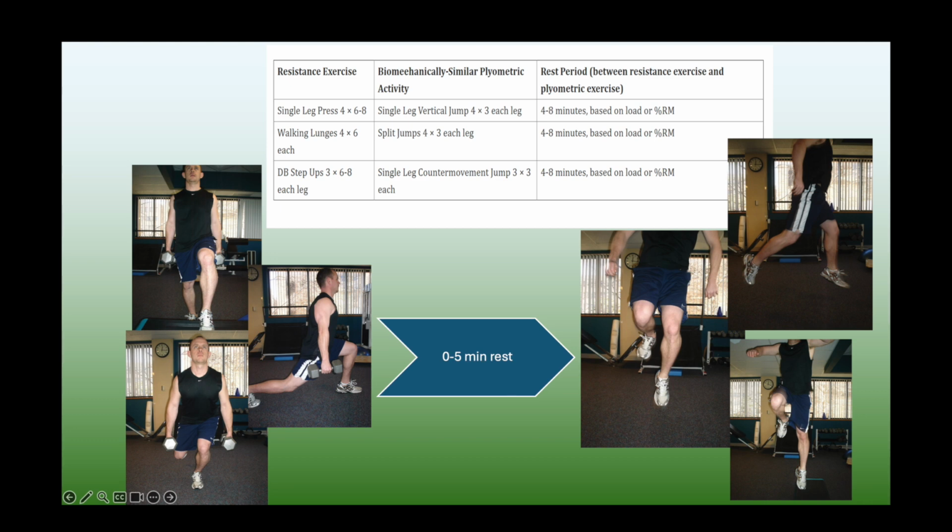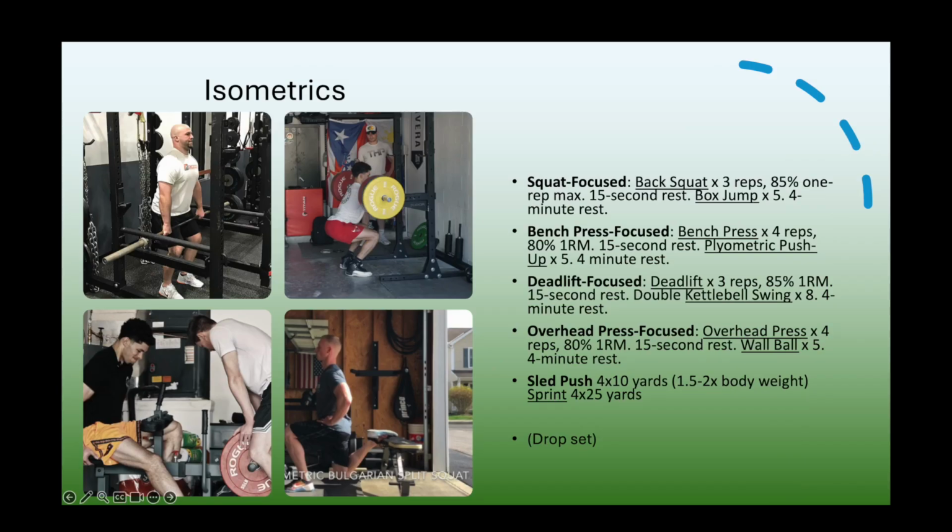Some examples of that: the first exercise you could do is a single leg press, a walking lunge, or a dumbbell step up. Rest 0 to 5 minutes, and then go straight into a single leg vertical jump, split jump, or a single leg counter movement jump. So there are 3 examples for single leg jumps. A couple more examples I put in there for you.